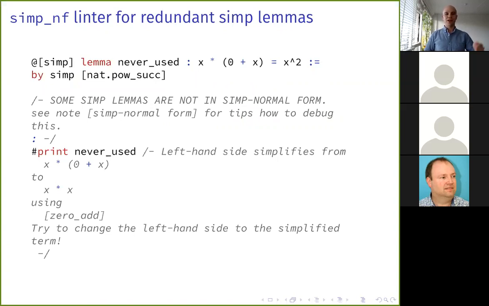So what happens if you write this never_used lemma in mathlib? The linter will complain immediately, and it will tell you that this is a bad lemma, because the left-hand side simplifies to x times x. And it will also tell you how it simplifies, namely by using the zero_add lemma. So you have an idea about where to look to fix this issue, and it will even give you some advice on how to fix it. In this case, it tells you to change the left-hand side. In other scenarios, it will give you more targeted advice, such as telling you the other lemma might be a duplicate, and then you can decide which one of them to delete.